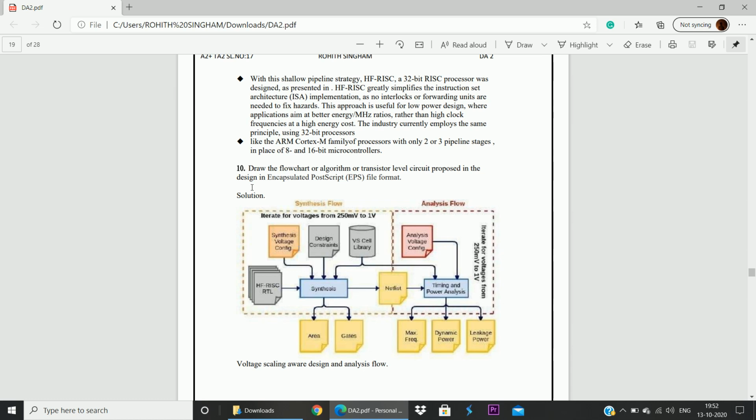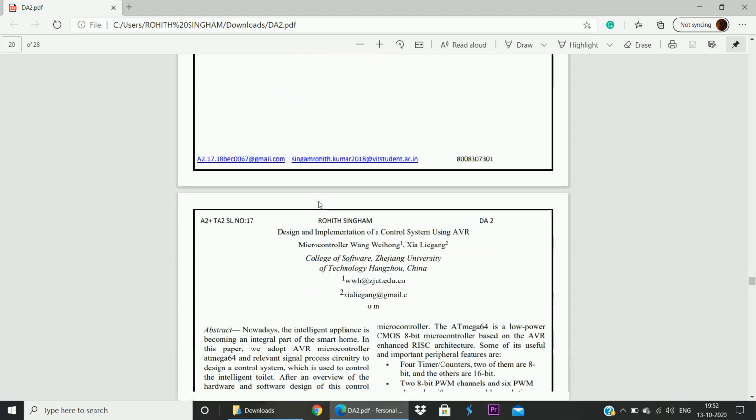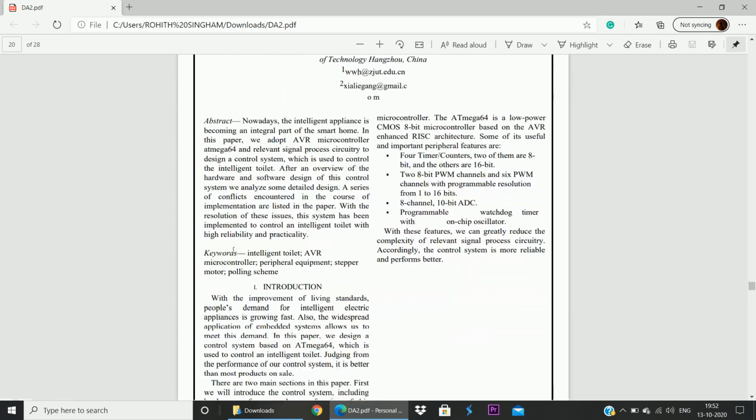Now this is the 10th question: draw the flowchart or algorithm or transistor level circuit proposed in the design in EPS format. So this is the flowchart. These are mentioned in the journal itself. So I have chosen this one, and this is the journal paper. This is the abstract. Nowadays, the intelligent appliance is becoming an integral part of it. So this is the abstract, the basic introduction.